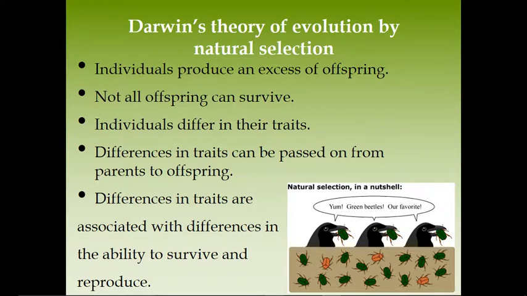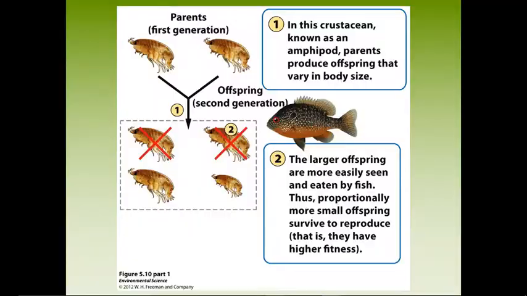The characteristics of natural selection are not all offspring can survive, as some must be selected to be weeded out. Differences in traits can be passed on from parents to the offspring, and differences in traits are associated with differences in the ability to survive and reproduce.